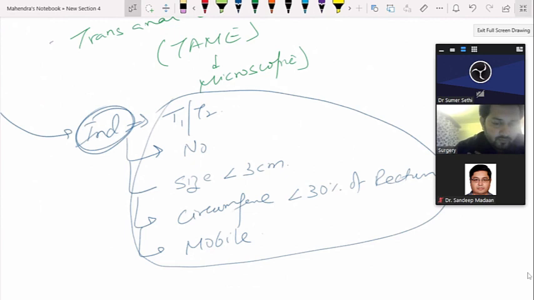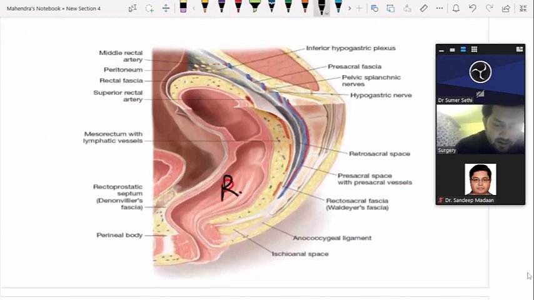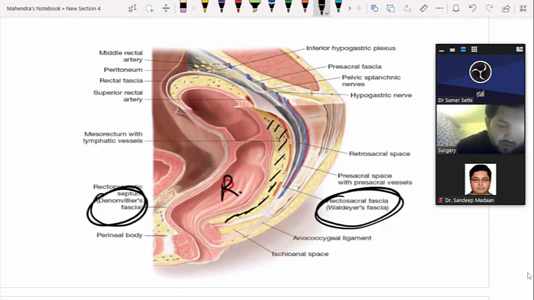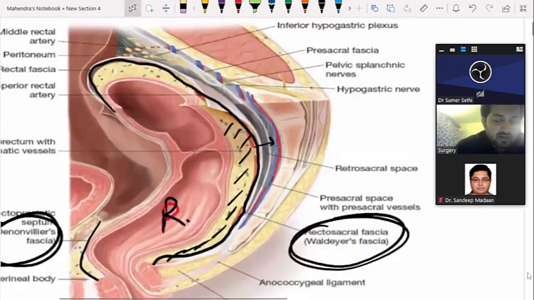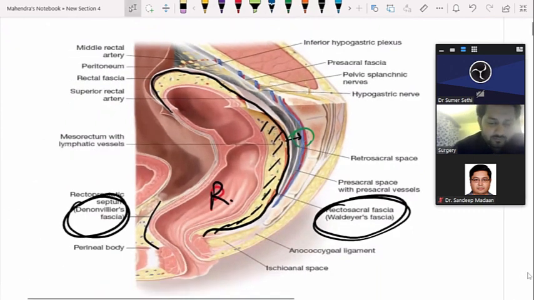So sir must have covered the anatomy. I'll just show you. See, this is the rectum, and this part is the mesorectum. Anteriorly there is Denonvilliers' fascia, posteriorly Waldeyer's fascia. When we do the surgery, we need to take out this whole mesorectum. But at the very same time, you have to be very careful, because if you go more deep, you can injure the presacral venous plexus, and that injury can be troublesome, and it is difficult to control that bleeding.